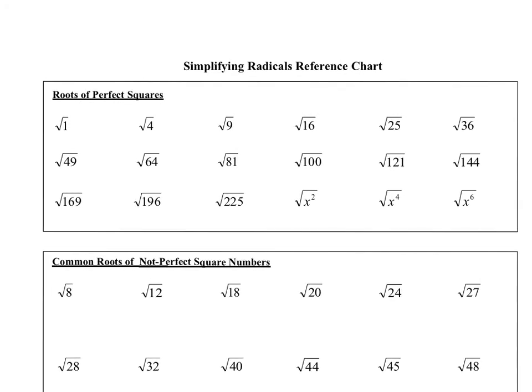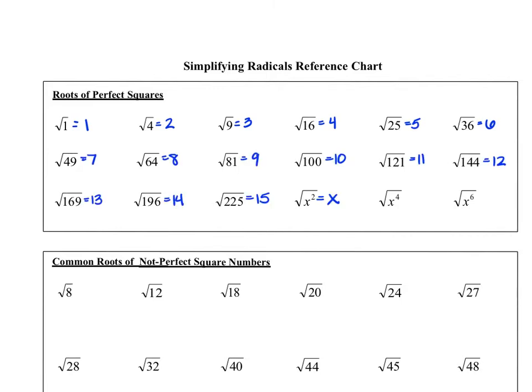These are the perfect squares that we already know. So the square root of 1 is 1. The square root of 4 is 2 because 2 times 2 is 4. 3 times 3 is 9, so the square root of 9 is 3. Square root of 16 is 4. Square root of 25 is 5. Square root of 36 is 6. We'll go ahead and pause the video and finish the rest of them.